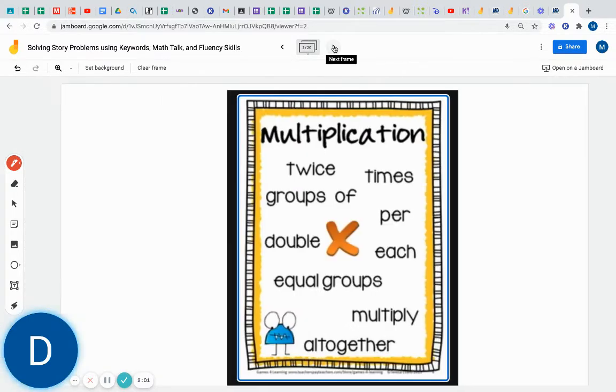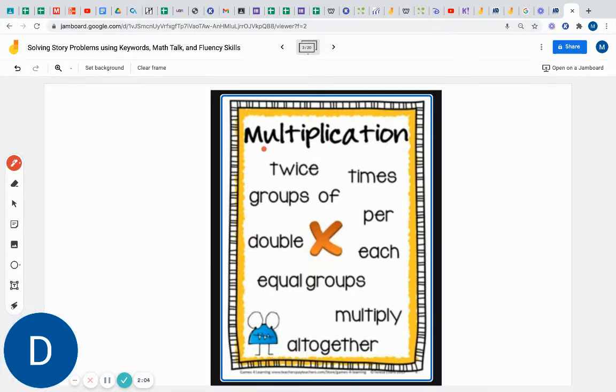Let's try another one. Okay, so let's say you have words like twice as many, or times it, or groups of, or per, or each, or double, or equal groups, or it comes out and says to multiply, or how many are all together when it's talking about groups. Then you know that you must multiply those facts together.